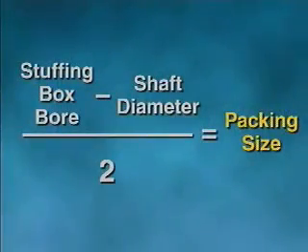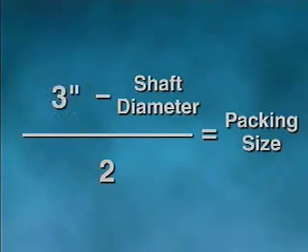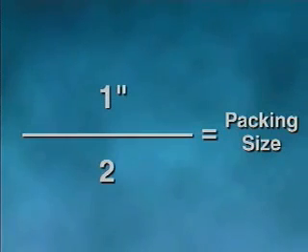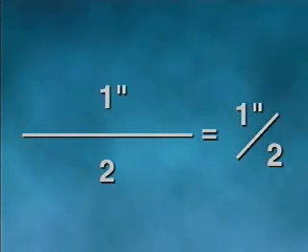To find the packing size, he subtracts the diameter of the shaft from the bore of the stuffing box and then divides the result by 2. In our example, the bore of the stuffing box is 3 inches and the diameter of the shaft is 2 inches. 3 minus 2 equals 1. 1 divided by 2 is 1/2. Therefore, the size of the packing required for this application is 1/2 inch.